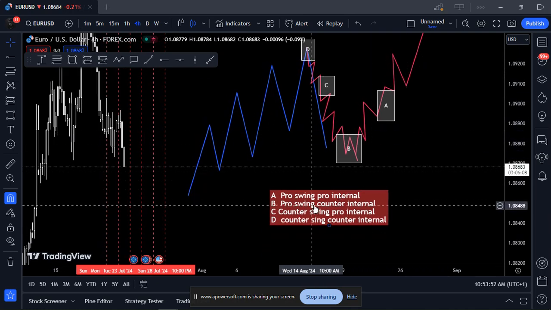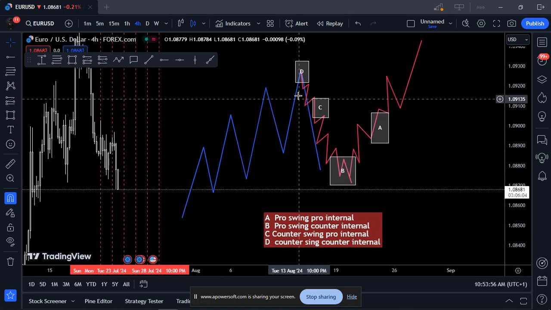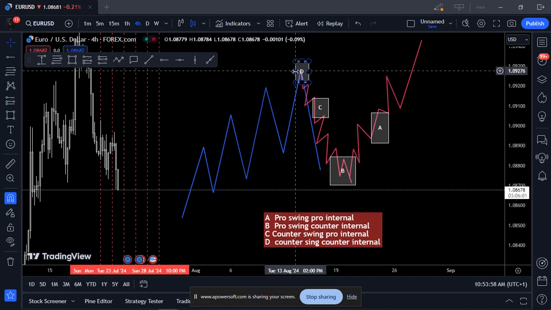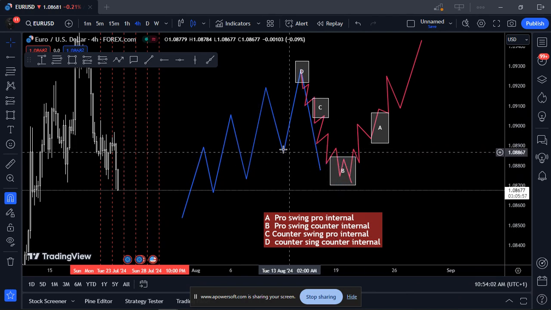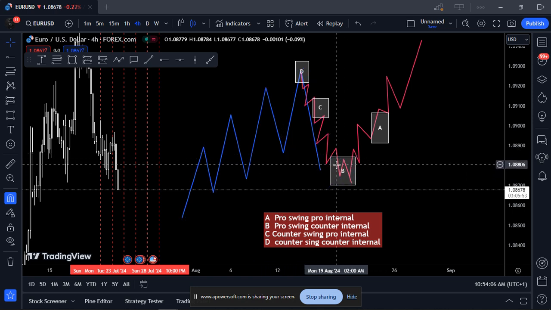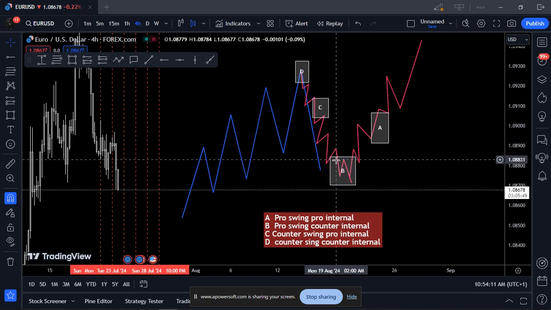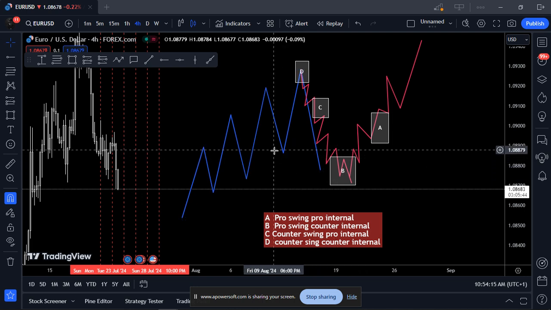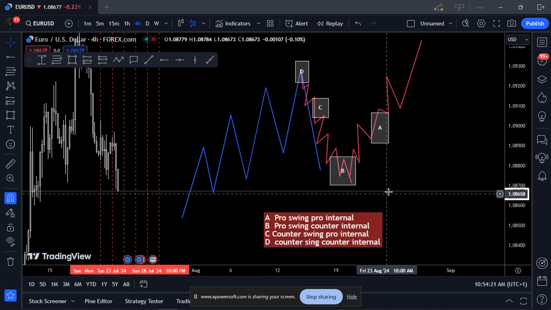Now, pro swing counter internal. The higher time frame went up. That's the B. The lower time frame is coming down. But now I want to catch it at the middle since the higher time frame falling liquidity has been taken. So we are trading against this downtrend of the internal time frame and in the direction of the uptrend of the higher time frame. So that's pro swing counter internal.